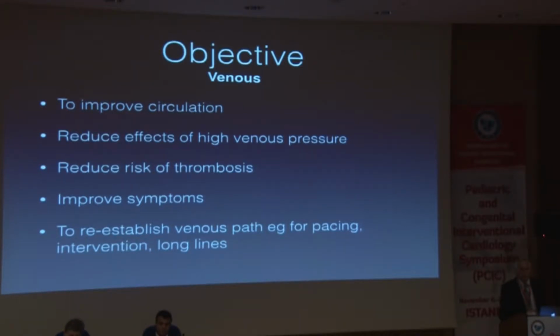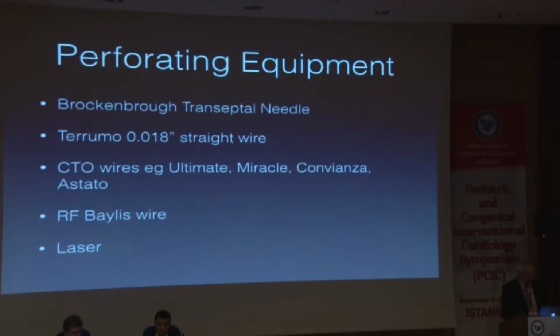There is a risk of thrombosis when you have very dilated veins with stagnant flow, and if these veins can be connected to the systemic circulation, as they sometimes do, through collaterals, you can finish up with systemic embolization. Obviously to improve symptoms, and sometimes we need to establish an occluded path, either for pacing, for intervention, or to place long lines.